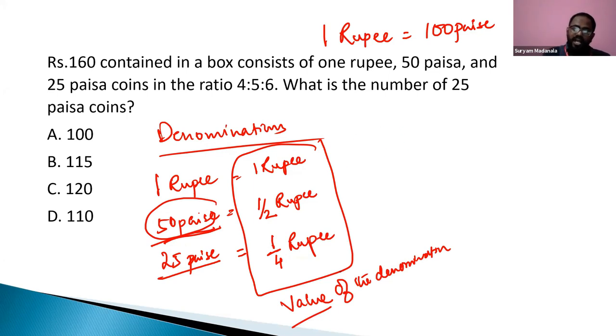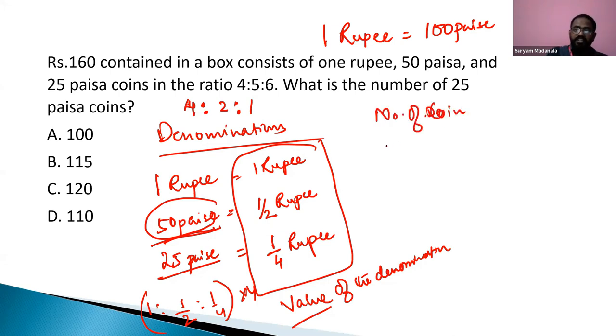So I am trying to find the ratio. If I multiply 1 : 1/2 : 1/4 by 4, we get 4 : 2 : 1. Now the number of coins: 1 rupee coin, 50 paise coin, 25 paise coin are in the ratio of 4 : 5 : 6.